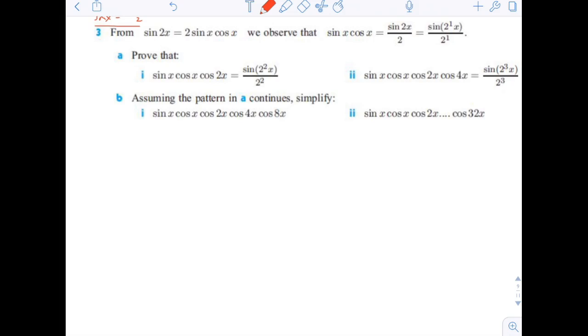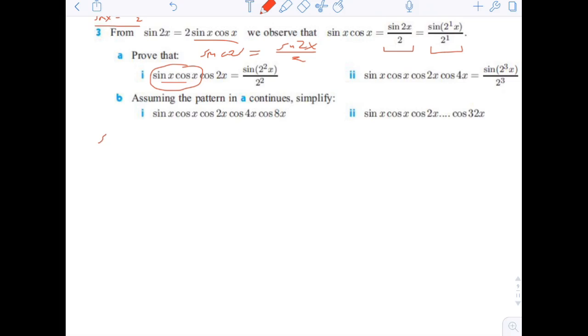From sine of 2x equals 2 sine cosine, we observe that sine cosine equals this, which is equal to this. Prove that sine times cosine of 2x is equal to this. Okay, the first thing that I see on this left side, which is suspicious, is sine times cosine. Sine times cosine is related to sine of 2x. What if we take sine of cosine? If we put sine and cosine by itself, then that should give us sine of 2x divided by 2. And then we're going to substitute it in there.